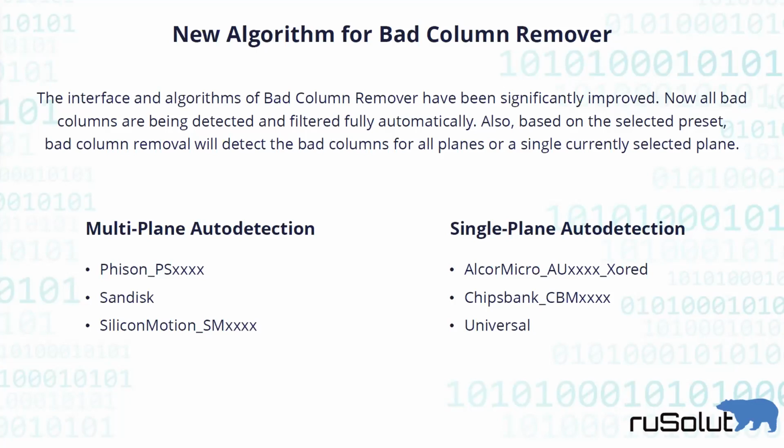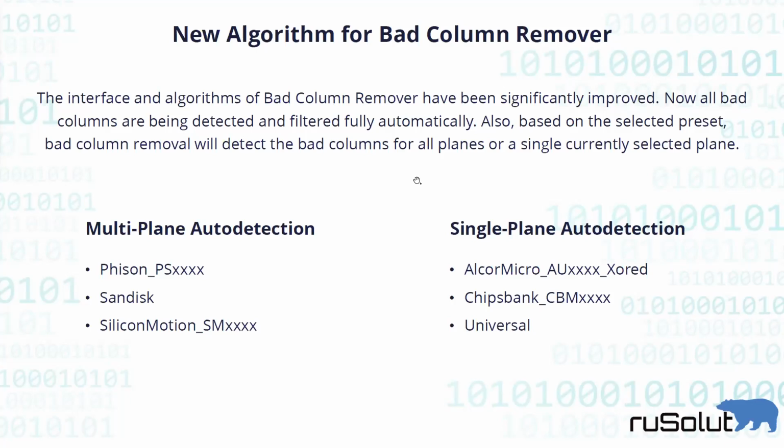This multi-plane page allocation we have almost always in case of Phison, in case of SanDisk controllers, in case of Silicon Motion controllers. So now, in case you have, for example, two planes, this bad column removal will be automatically done for each of these planes. So we don't have to switch it manually. Everything will be done automatically.